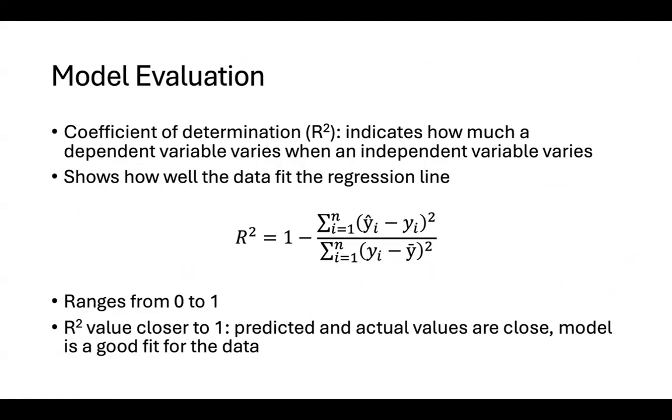To evaluate this model today, we're going to be using the coefficient of determination, or R-squared value, which indicates how much a dependent variable varies when an independent variable varies. It shows how well the data fit the regression line and is represented by this equation, where n is the total number of observations within the data set, y hat is the predicted values, yi is the actual values, and y bar is the mean of all of the values. The R-squared value ranges from 0 to 1, and when it is closer to 1, that means that the predicted and actual values are very close and the model is a good fit for the data.